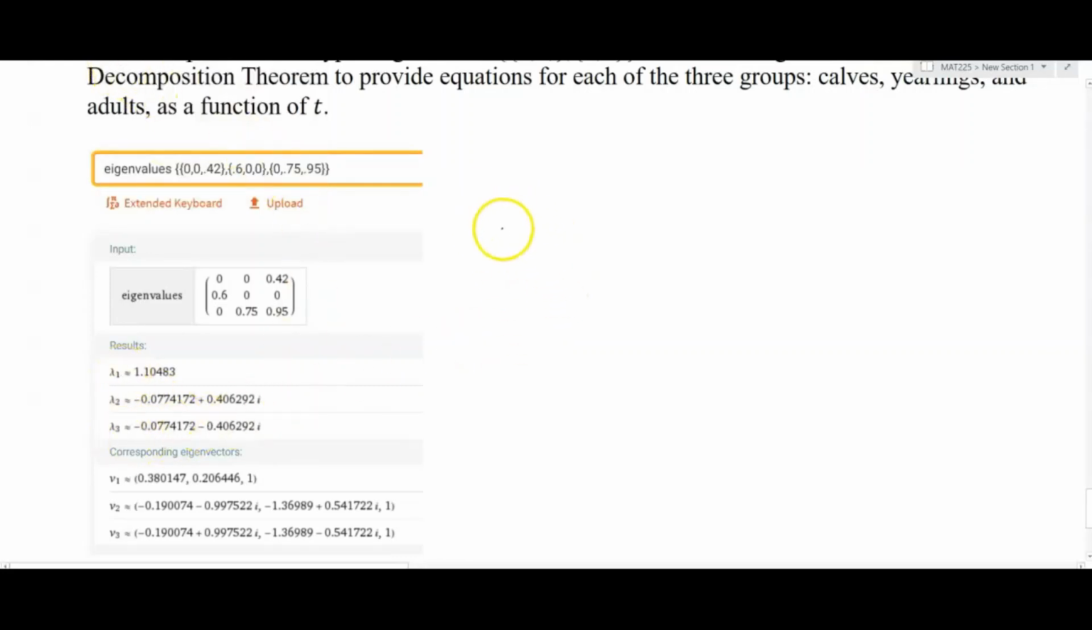For k1, k2, and k3 in this case, because we have 3 eigenvectors and 3 eigenvalues, we're just going to write out x sub t is going to equal k1 times lambda 1, which is 1.10 to the t power, times v1, which is 0.38, 0.21, and 1.